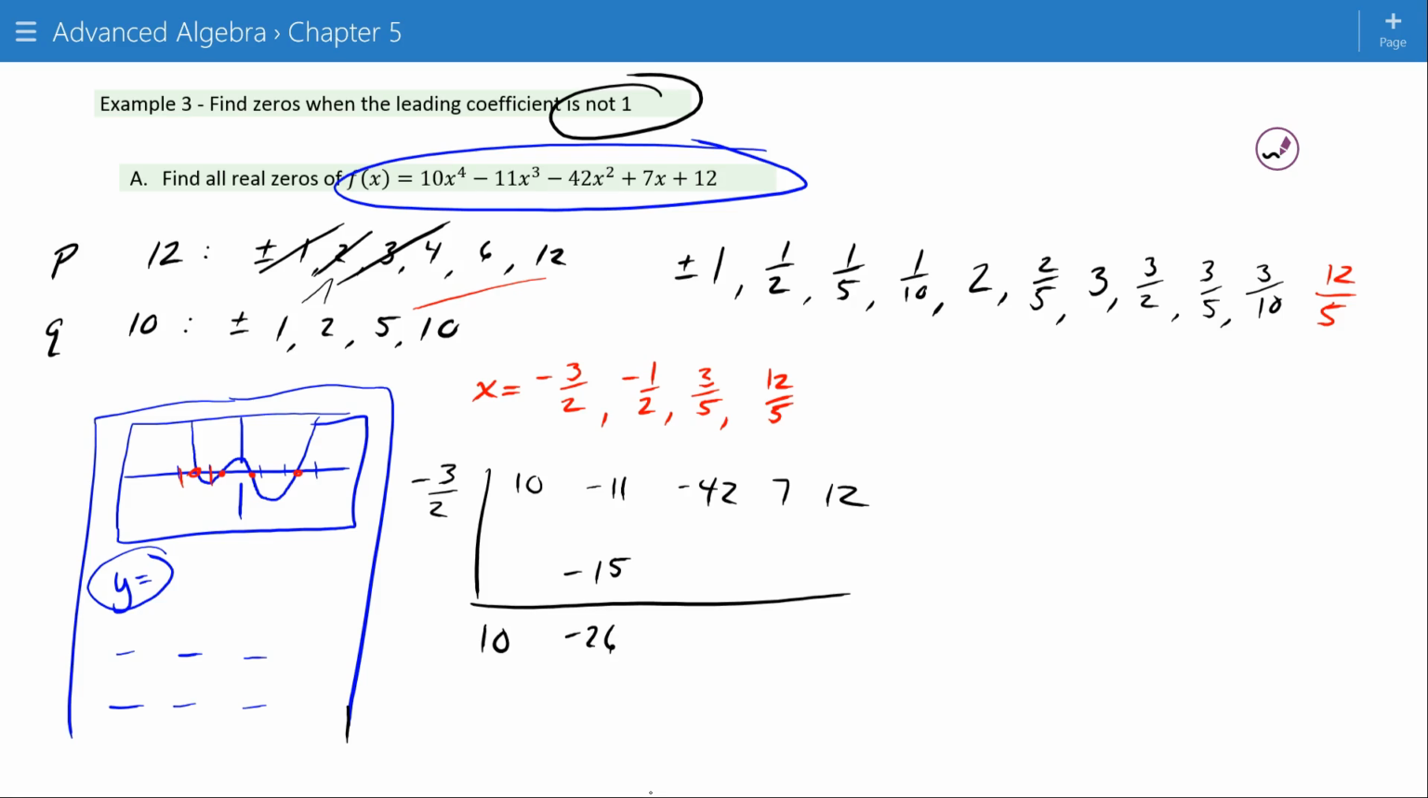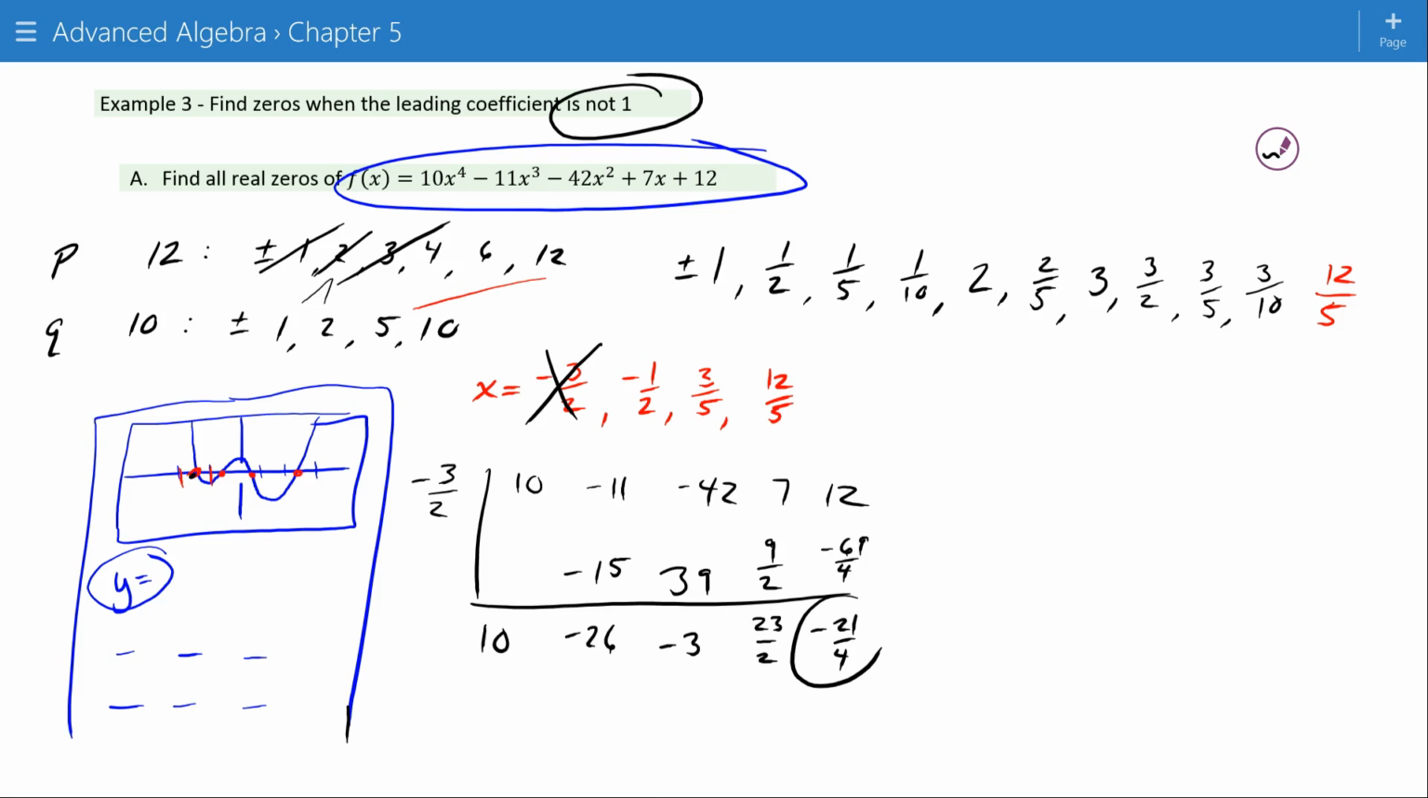Combine those, we have -26. Multiply, use your calculators to multiply, it's easier. And we have +39. Combine, we're left with -3. Multiply, +9/2. If you add 7 and 9/2, you get 23/2. Multiply, and we have -69/4 combined, and shoot, we are left with a remainder, which means that is not one of our numbers. That's not a 0. So let's go on to the next one.